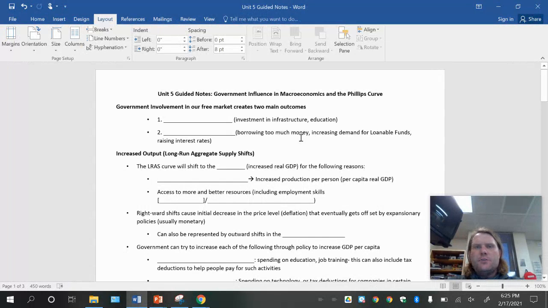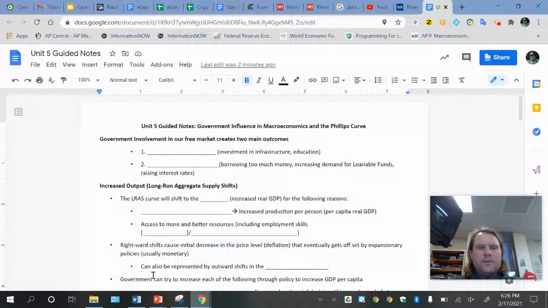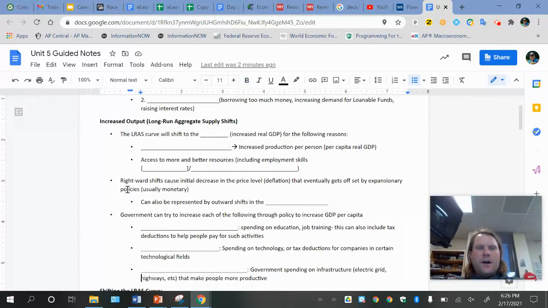So you'll be on these notes here. They look like this. They say Unit 5 at the top, government influence and macro. And then we'll talk about the Phillips curve in another video. So you're kind of filling in some blanks as we go. You're going to draw some graphs. I'm going to kind of speed through it.